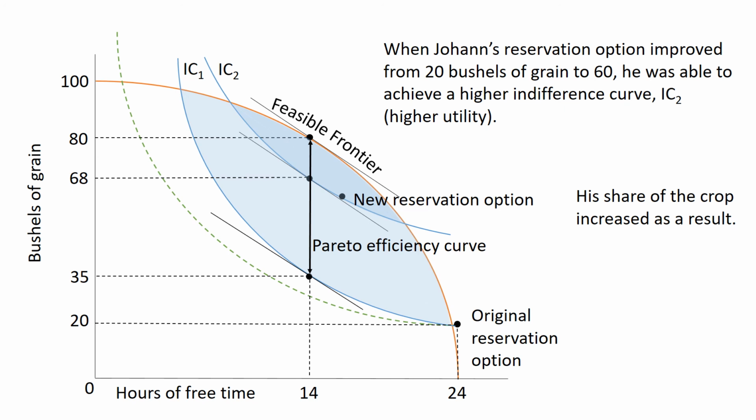Efficiency ensures that the surplus is as large as it can be, while fairness concerns how the surplus is divided between parties. There can be a trade-off between efficiency and fairness, but this example indicates that it is possible to increase the fairness of the allocations while also maintaining efficiency.